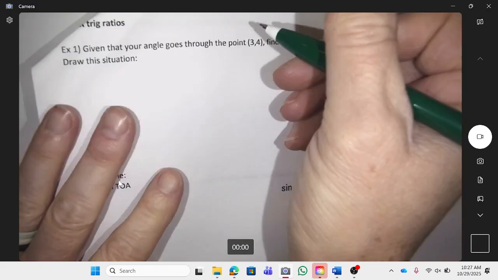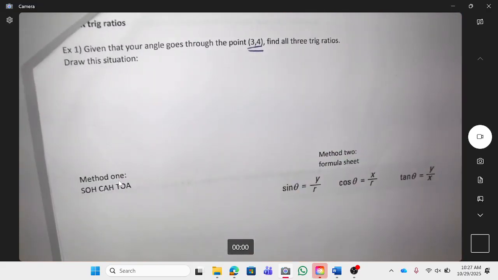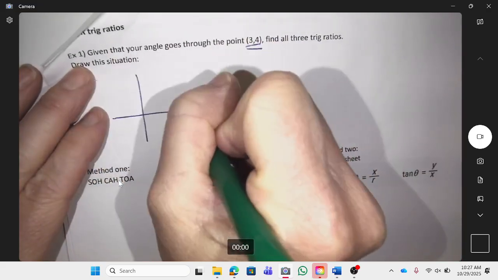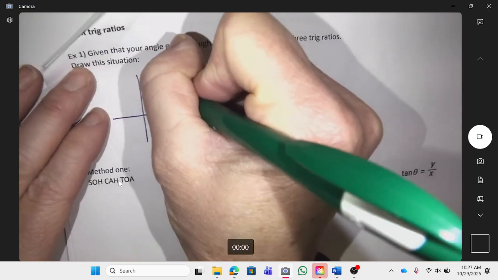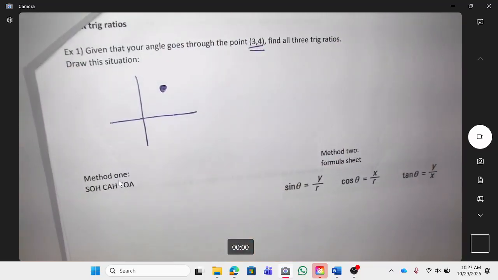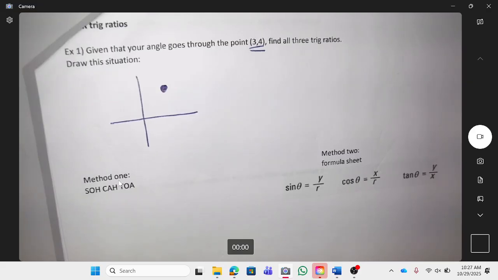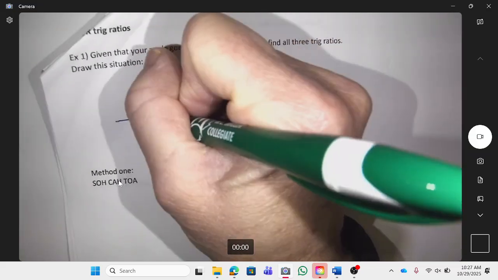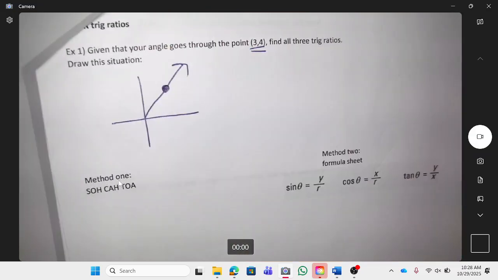We're going to draw this coordinate, 3, 4. Can you draw it for me? Think about what quadrant you've got to be in. Okay, 3, 4. So I drew that coordinate. Basically, I really just have to think about what quadrant I'm in. Now I'm going to draw an angle arm that goes through that coordinate.